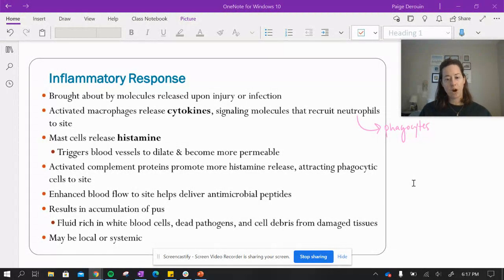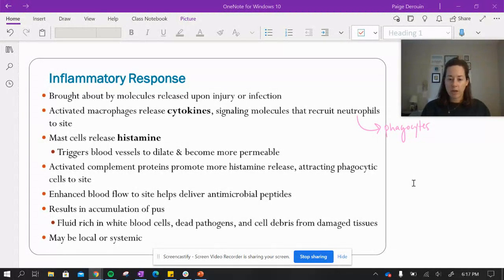Also, you have a set of proteins called the complement system. It's about 30 proteins, and they are used to help signal the immune response. Their job is going to be to attract more white blood cells to the site of infection. So you have all these things happening. You have cytokines, histamine, and complement proteins that are all together promoting white blood cells to sort of descend upon the area where you were either injured or infected.